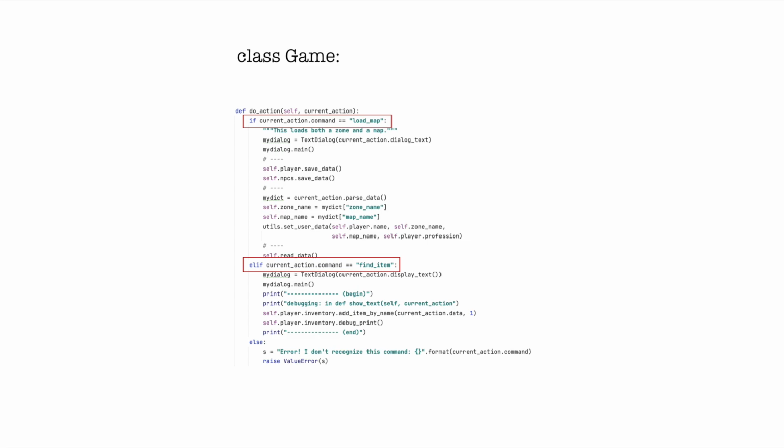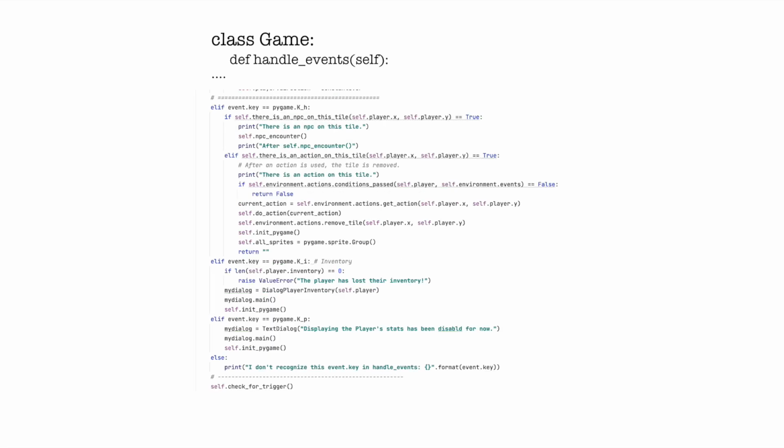Now let's take a look at what happens when the player walks onto a tile that has a trigger on it. The last line of the handle events function in the game class is check for trigger. This function is called every tick of the clock, regardless of anything the player does. Because of this, I could just as well have put it in the update function. We will look at that in a minute, but it feels right having it in handle events. When you're coding your program, please feel free to reorganize things in a way that makes sense to you.